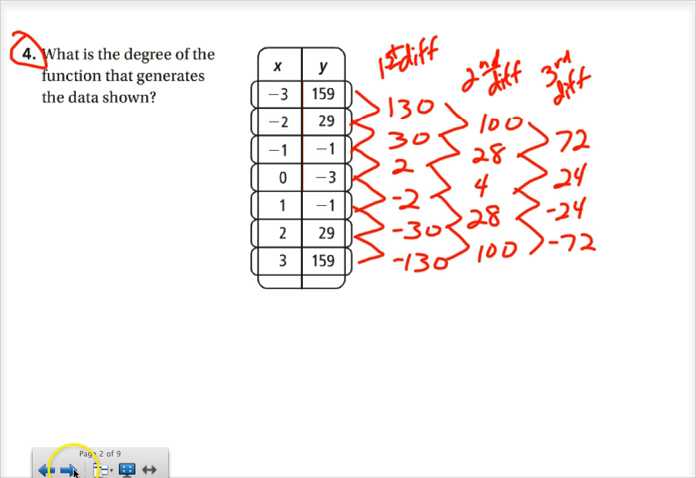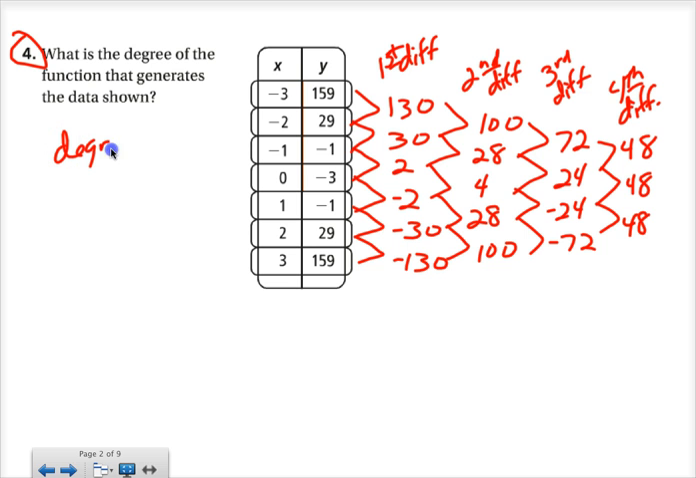So then I need 72 minus 24, and that is 48. 24 minus a -24 is 24 plus 24, which is 48. And -24 minus a -72 will be plus 72, which is 48. So there it is. It took the fourth difference in order to get this to be a constant. So that means this is a degree 4 polynomial that would generate this data exactly as it is.